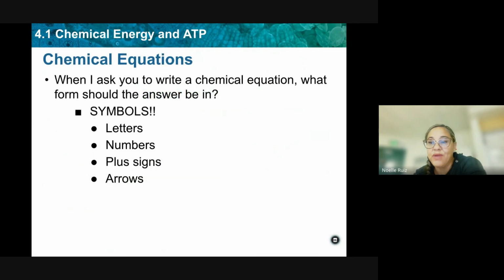So when I ask you to write a chemical equation, and I will ask you to write a chemical equation, be sure your answer is in the correct form. I should only see symbols. So if you read a question and it says, write the chemical reaction for photosynthesis, which is one that we're going to do, make sure your answer is in symbols, letters, numbers, plus signs, arrows. When I ask you to write a chemical reaction, I should not see any actual words.